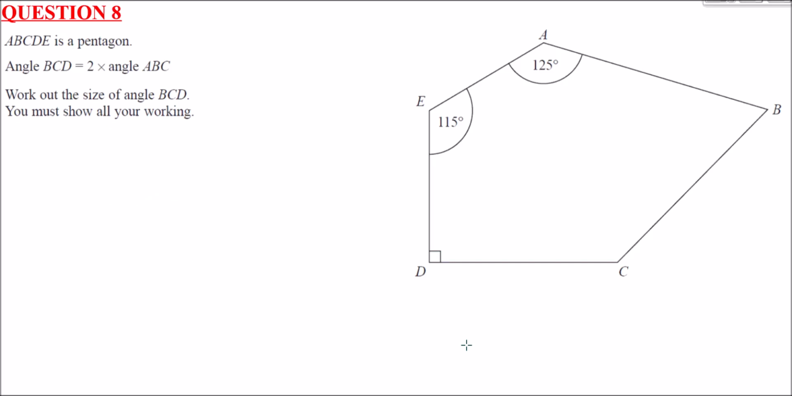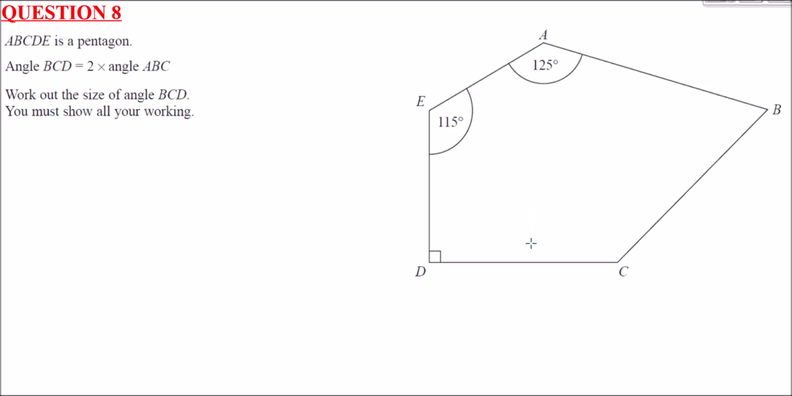Question 8. We've got a pentagon here, and we're talking about angles inside a pentagon. So angle BCD is double angle ABC. We need to work out the size of angle BCD, showing all steps in our working. Now, we need to work out for this what the total of all the angles in a pentagon add up to. So we need to remember how to do that.